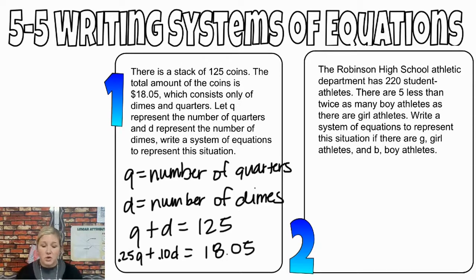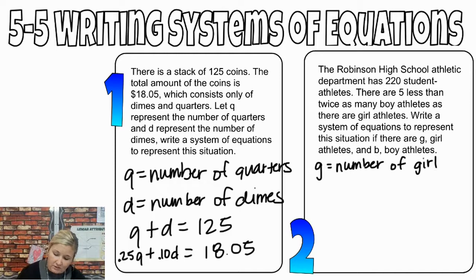All right, let's look at example 2. The Robinson High School Athletic Department has 220 student athletes. And there are 5 less than twice as many boy athletes as there are girl athletes. Write a system of equations to represent the situation if there are G girl athletes and B boy athletes. So G is going to be the number of girl athletes, however many athletes they have that are female in the athletic program. And then B is going to represent the number of boy athletes.